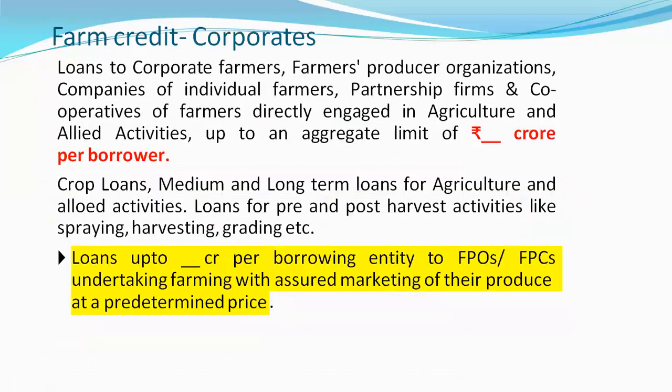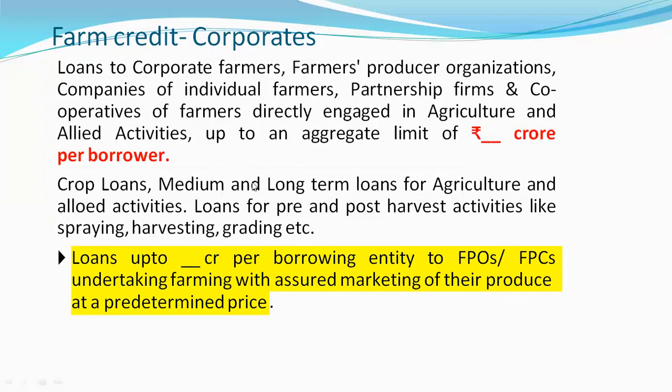Okay, so let's see next. Next is farm credit to corporates. Loans to corporate farmers, farmer producer organizations, companies of individual farmers, partnership firms, and company cooperatives of farmers directly engaged in agriculture and allied activities up to an aggregate limit of dash crore per borrower. So friends, you have to tell how much the bank can lend to corporate farmers, which will come in priority sector lending.